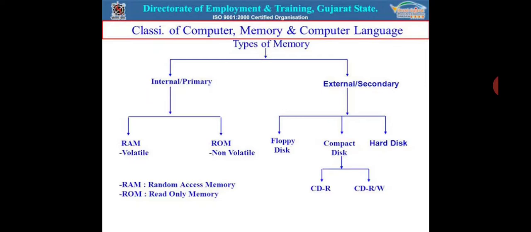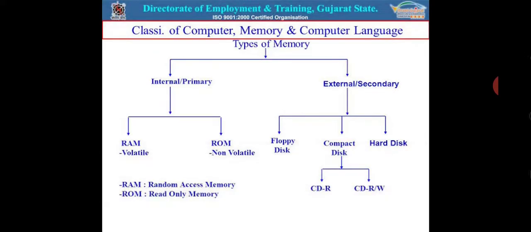ROM can be further categorized into three parts, that is PROM, EPROM and EEPROM, as you have already learnt in class 5. Now the secondary memory is the external memory which is found outside the computer system and can be installed by the user. Some of the examples are floppy disk, compact disk, hard disk, Blu-ray disk, pen drive, hard drive, etc. These memories are all known to you.